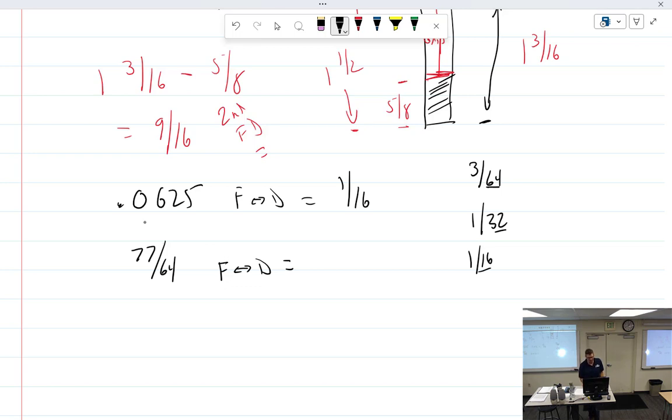All right, what was my answer here? 77/64 says most nearly equal to 1.20315.